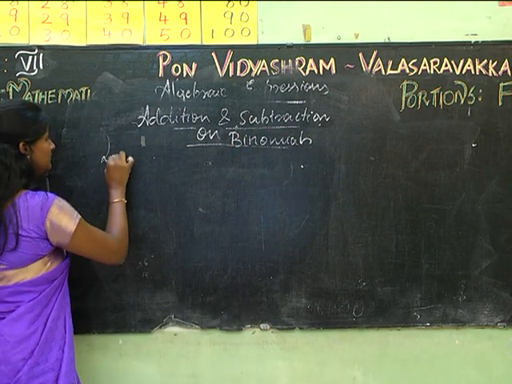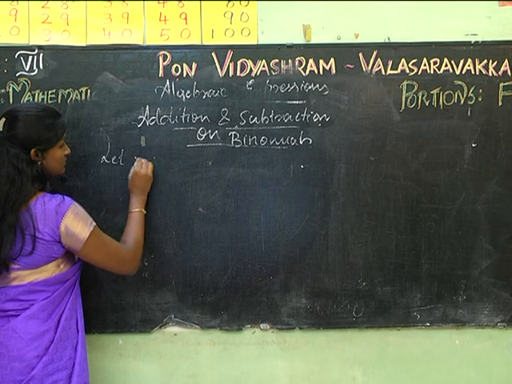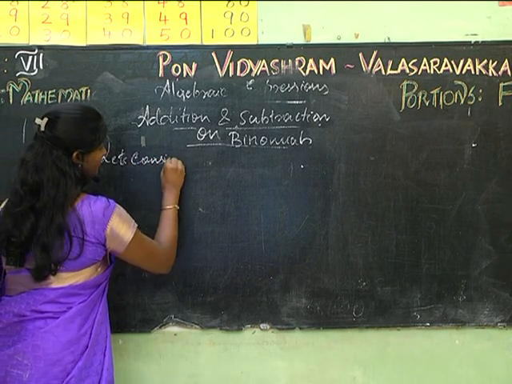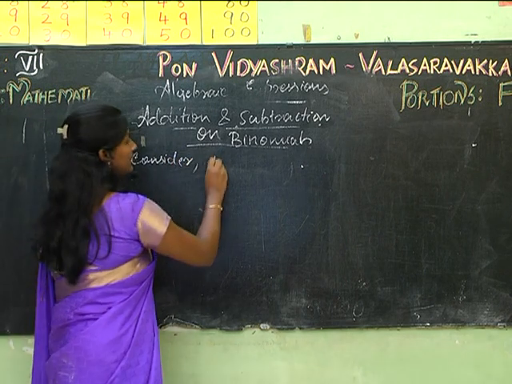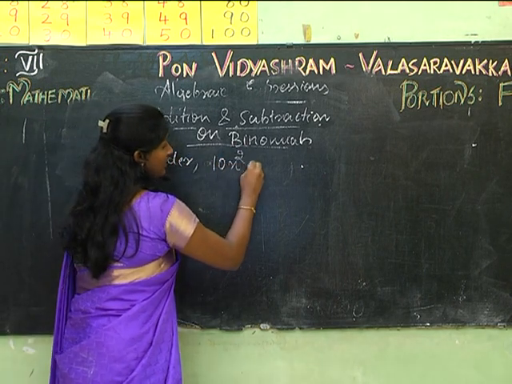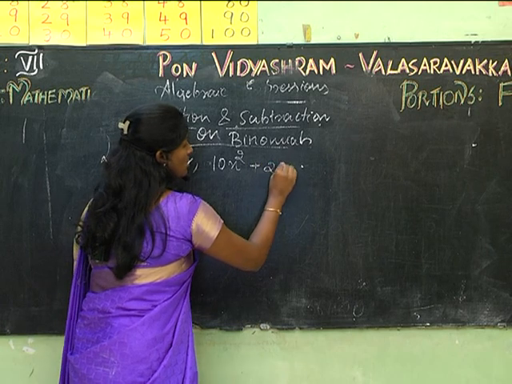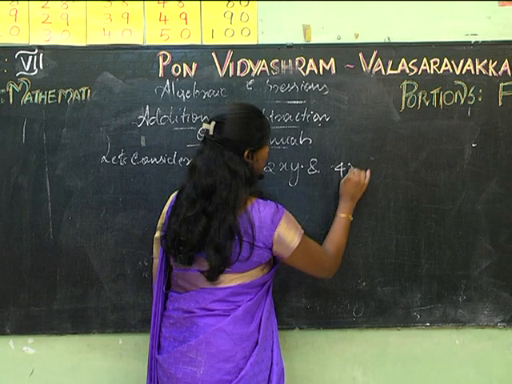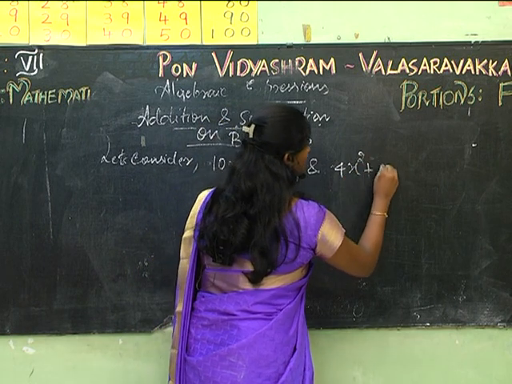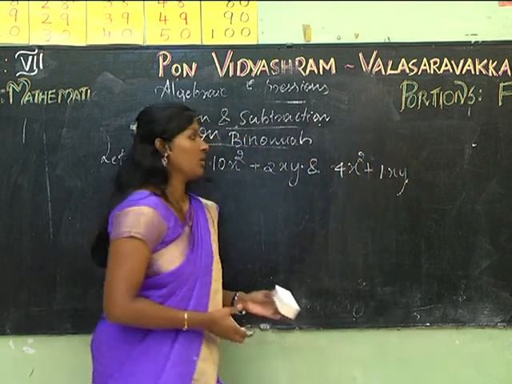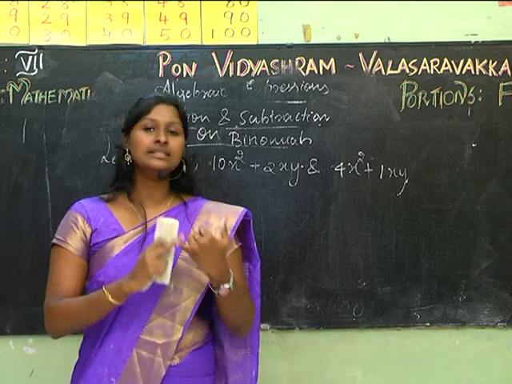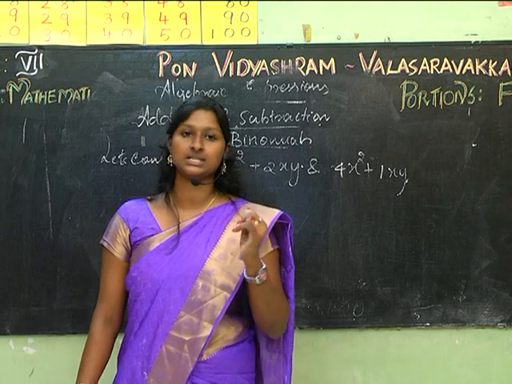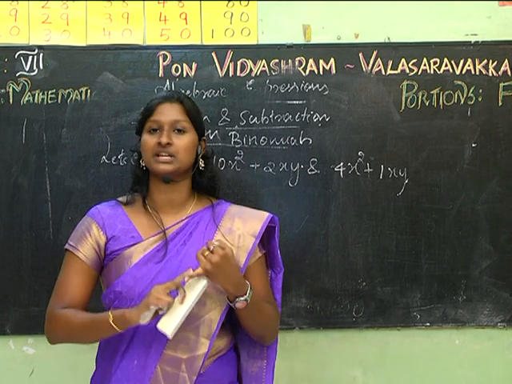So let me consider the two binomials like 10x square plus 2xy and 4x square plus 1xy. Okay. See, in this topic, like addition and subtraction, on performing the operations, the one thing we have to remember is addition and subtraction on algebraic expressions can be done only for the like terms.